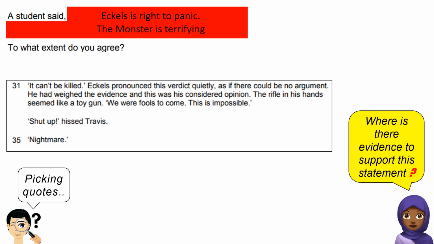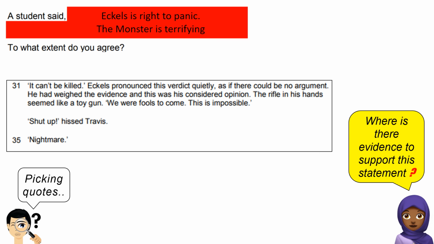So here is the first bit that they want us to look at. It can't be killed. Eccles pronounced this verdict quietly, as if there could be no argument. He had weighed the evidence, and this was his considered opinion. The rifle in his hands seemed like a toy gun. We were fools to come. This is impossible. Shut up, hissed Travis. Nightmare.